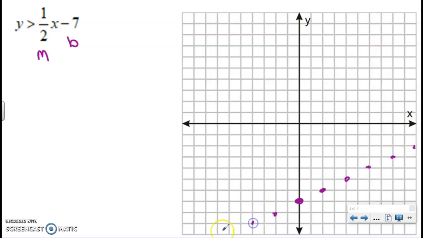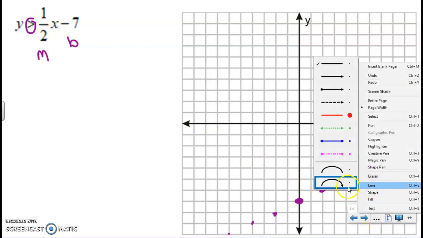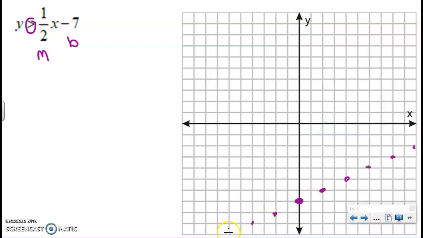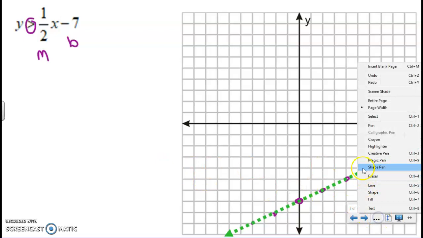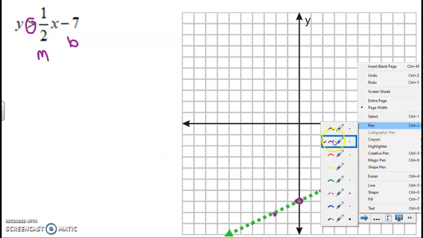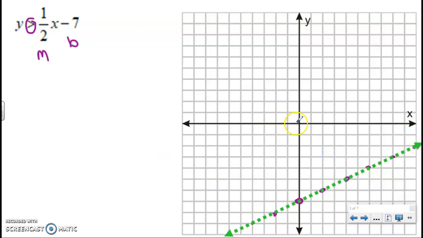Now, before I draw my line, I need to check my inequality symbol and see if it is going to be a solid or dotted line. And because there's not that equal to sign underneath it, I know it needs to be dotted. So I'm going to go ahead and draw my dotted line in. And then I need to test a point to see which side I need to shade. Best testing point here is 0, 0. So I'm actually going to draw that on the graph and label it.